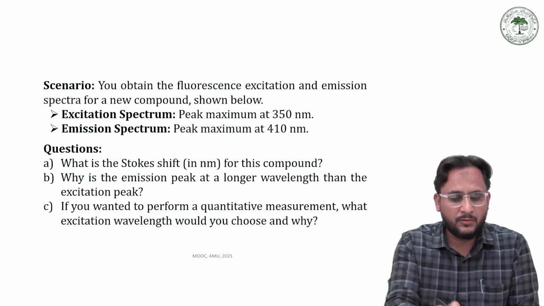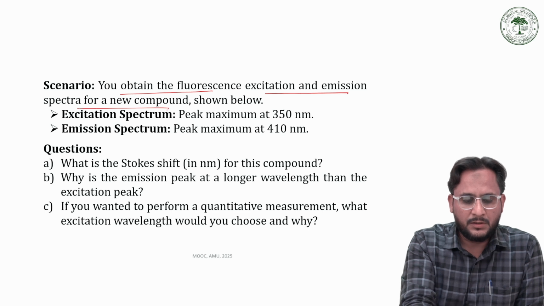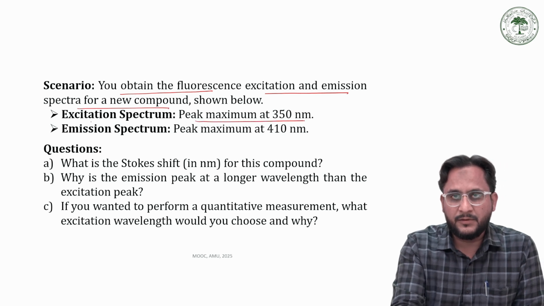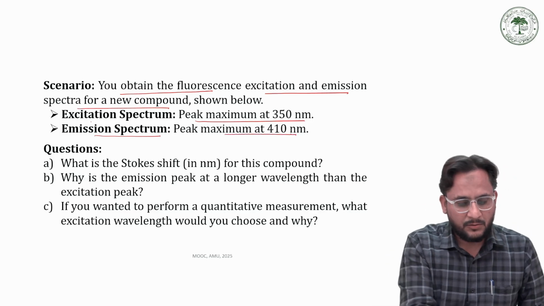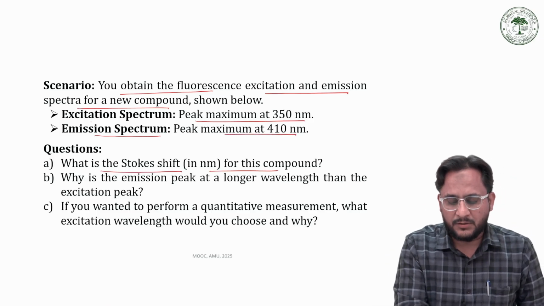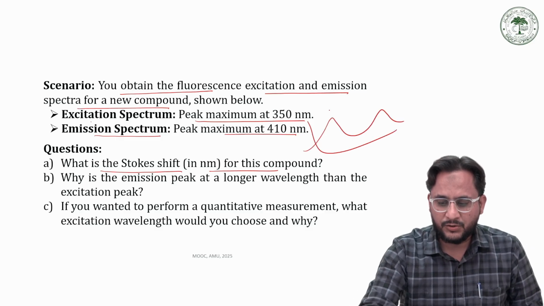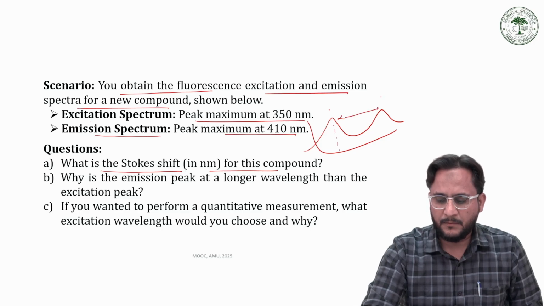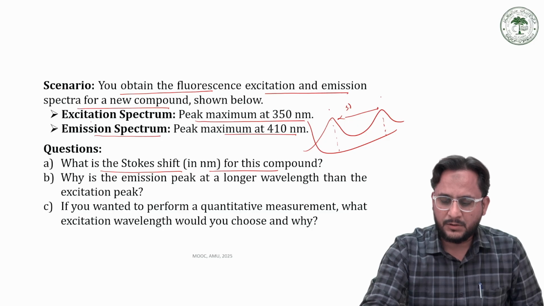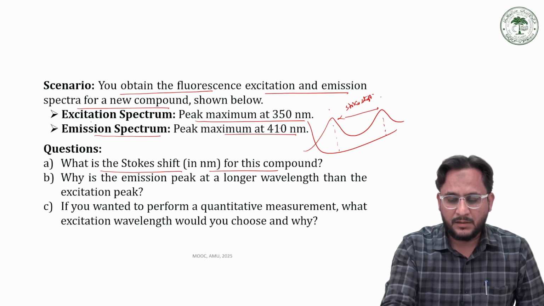Again, there is another scenario. You obtained the fluorescence excitation and emission spectra for a new compound. The excitation peak comes at 350 nanometers, while the emission peak comes at 410 nanometers. So the question is, what is the Stokes shift in nanometers for this compound? As we all know, when we have a spectrum like this, this is excitation, this is emission. The difference between these two maxima is the Stokes shift. We subtract 410 minus 350, the answer is 60.